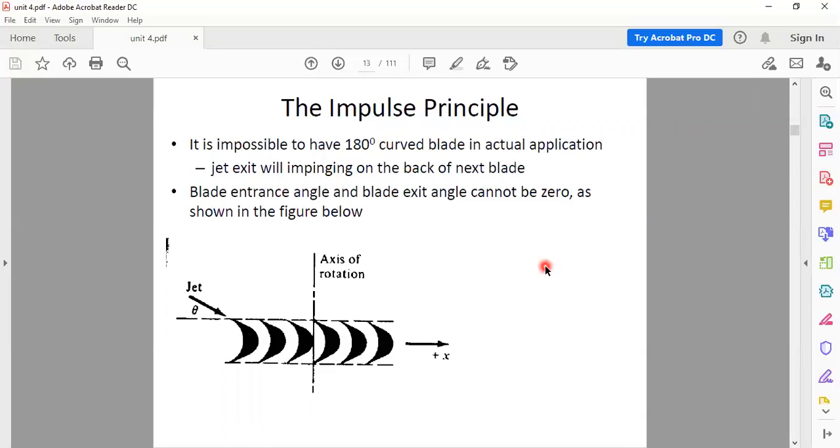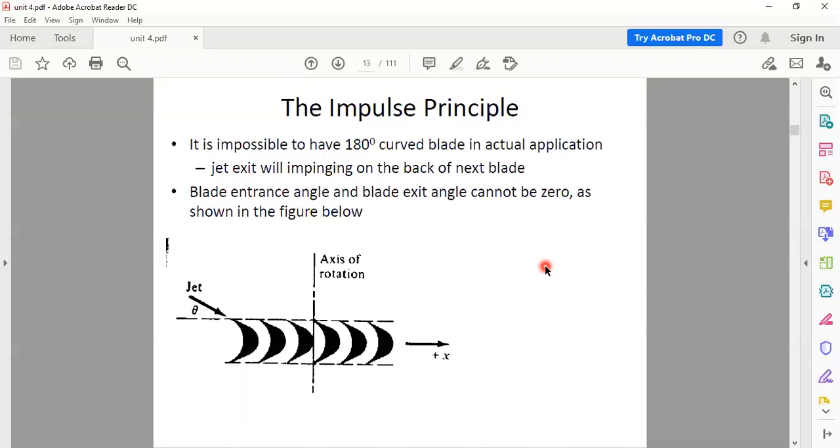Now, with the impulse principle, it is impossible to have a 180-degree curved blade in actual application. The jet exit would impact on the back of the next blade. The blade entrance angle and blade exit angle cannot be zero, as shown in the figure below.